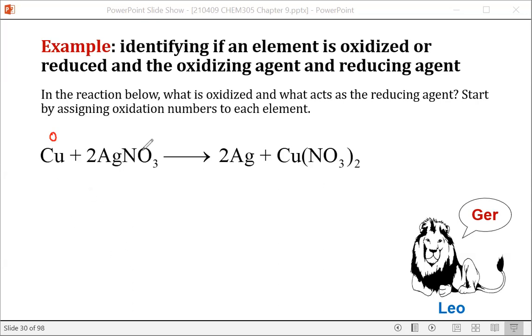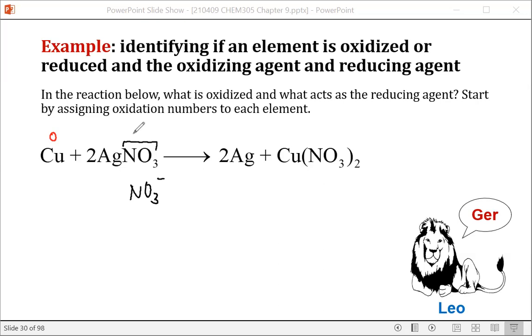Silver is paired with nitrate. So nitrate, I'll show you 2 ways to do this. Nitrate is a polyatomic ion, which means that all of the oxidation numbers inside nitrate are NO3 minus, it's a polyatomic ion. So all of the oxidation numbers from the 3 oxygens plus the nitrogen have to add up to -1.